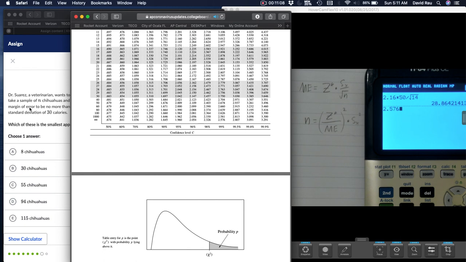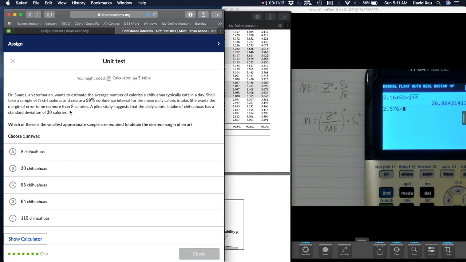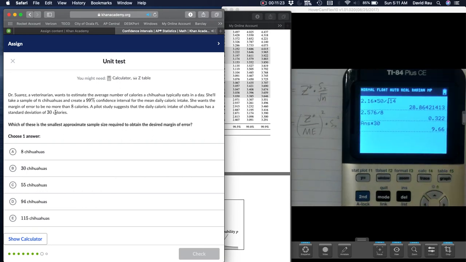2.576 divided by, they want that margin of error to be no more than 8. Okay, and then that was multiplied by the standard deviation of 30. And then again, because these are all multiplied together, you can actually just square root it all or square it all at the end. It will be okay. And you're always supposed to round up. Always round up. So here we go.